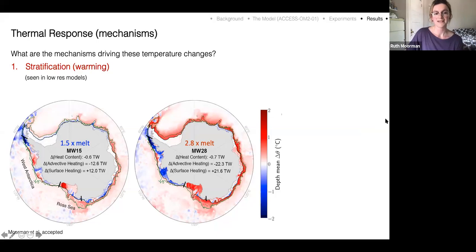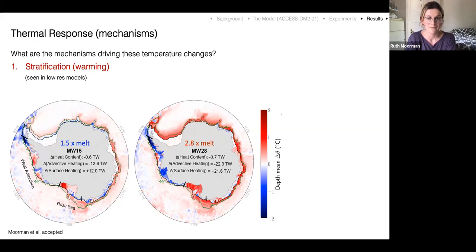So basically, using these tools, we identified 3 different mechanisms which we think can be combined in different regions to explain the thermal responses that we see on the shelf. And so the first response is the one that we would have anticipated from the lower resolution simulations. So that's the stratification of waters around Antarctica and subsequent subsurface warming.